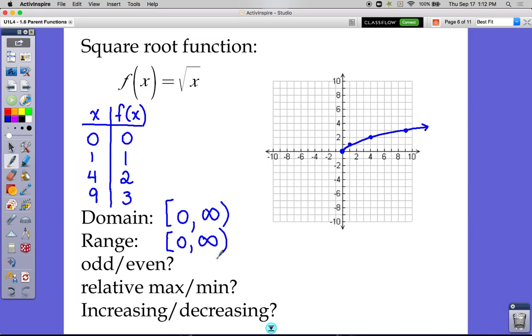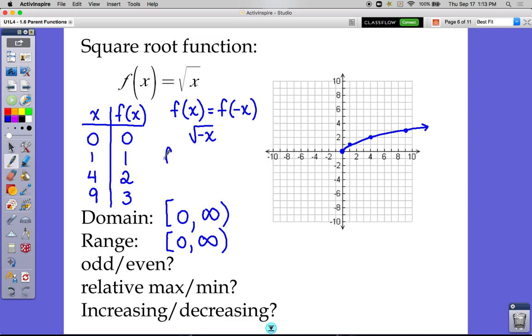Is this odd or even? Well, it doesn't match over the y-axis. If I turn it upside down, it looks different. There's not a copy on the other side of the origin. Algebraically, f of x would be equal to f of negative x if it was even. Well, that looks different. Square root of negative x is not the same as square root of x.